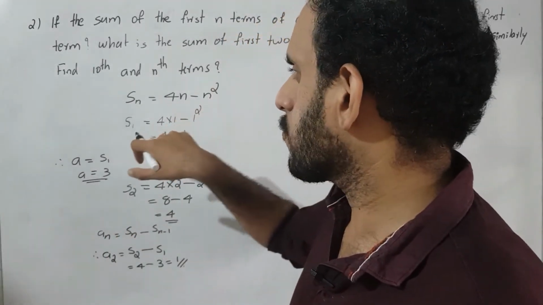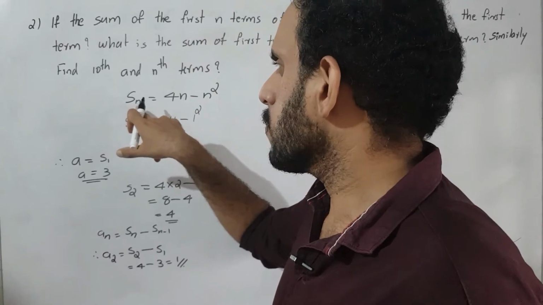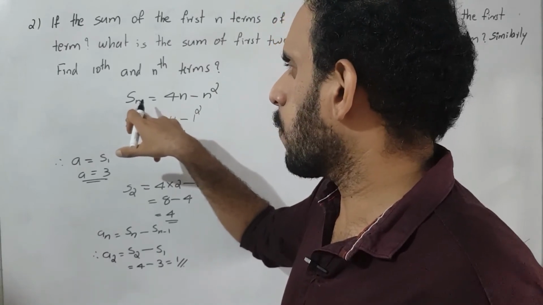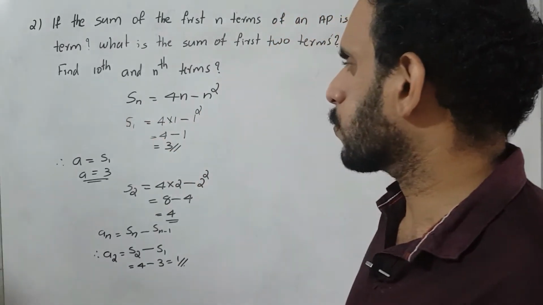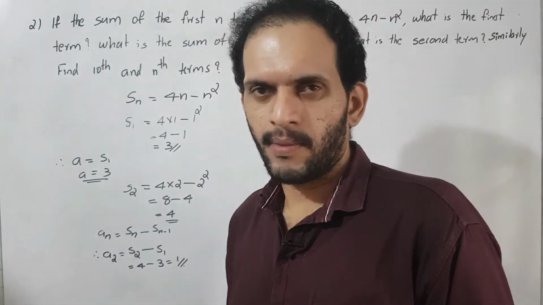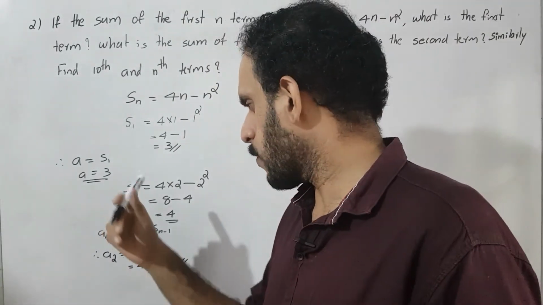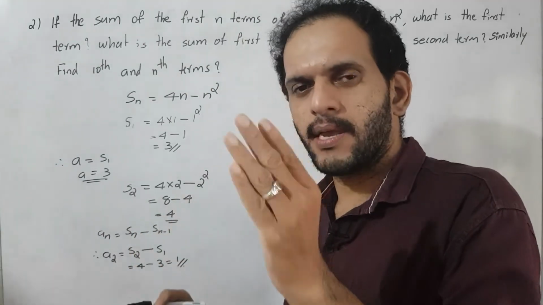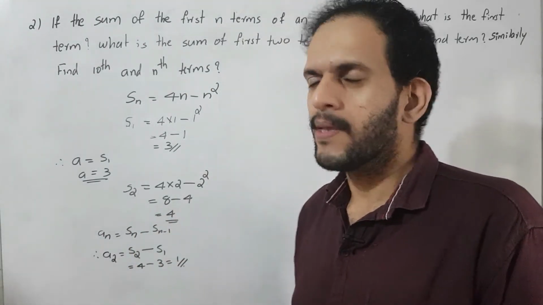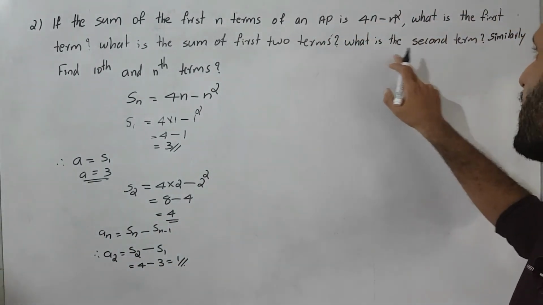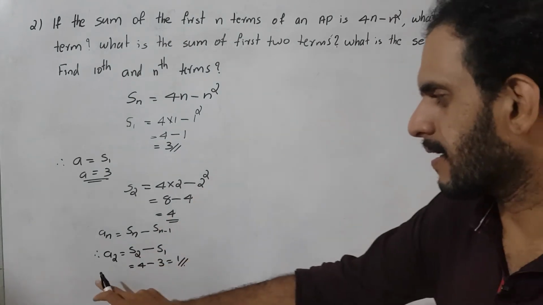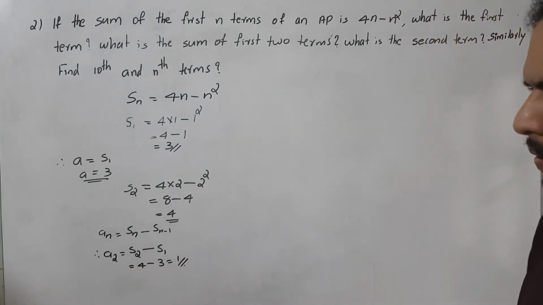Then how do you get S3? In this general form, Sn is equal to 4n minus n square, we substitute n is equal to 3. Then we get S3. We already got S2. Then S3 minus S2. Okay, then what is the next question? What is the second term? We already got the second term, A2 is equal to 1.